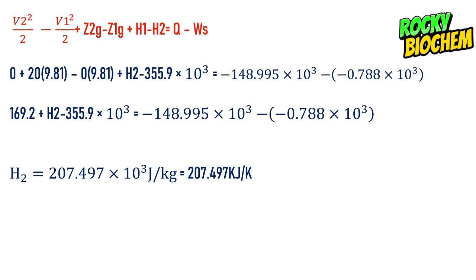207.497 times 10 to the power 3 joule per kilogram. And when you convert this to kilojoules, you are going to get 207.497 kilojoule per Kelvin. So this becomes our enthalpy of the water in the second tank. But the question demanded us to work out the final temperature, but not the final enthalpy. So let's just pick this particular value to look out for the corresponding temperature from the steam table.